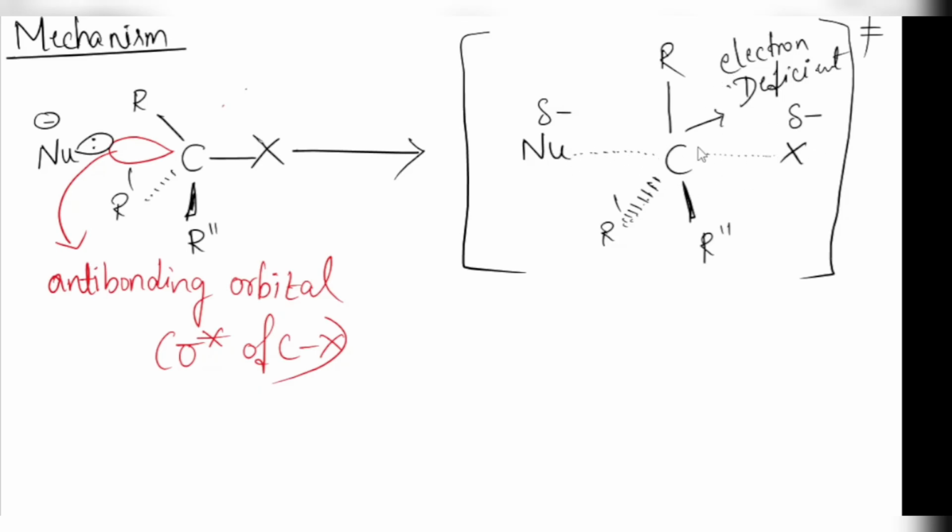And in the next step, this bond will complete, forming the nucleophile-carbon bond, and the leaving group will break away completely. I will get the nucleophile attached to the carbon like this, and here I will represent the R group like this. With inversion of configuration, I can represent the product like this, here R double prime. This is the product.